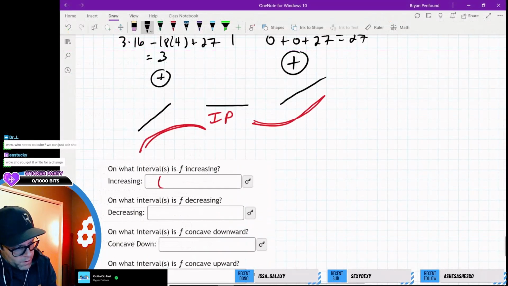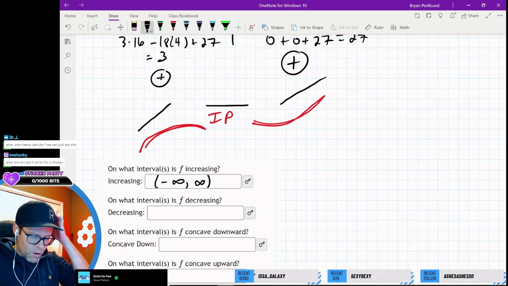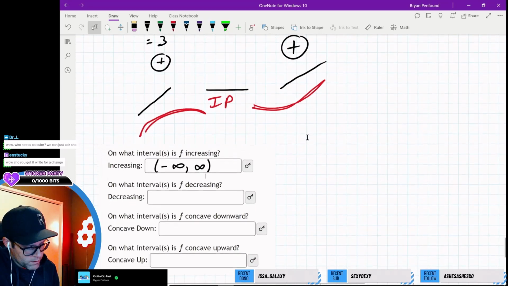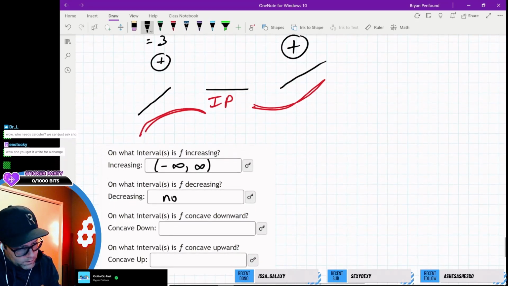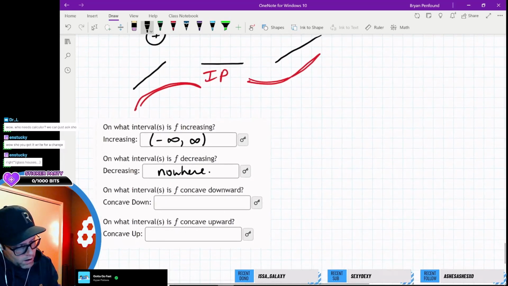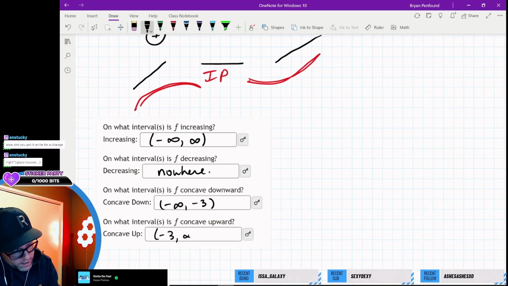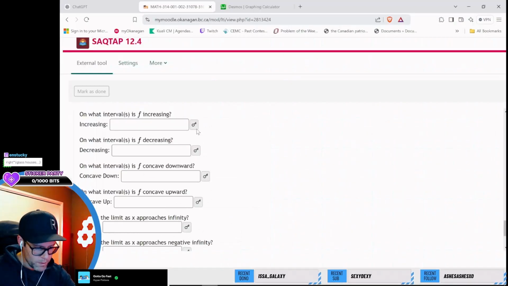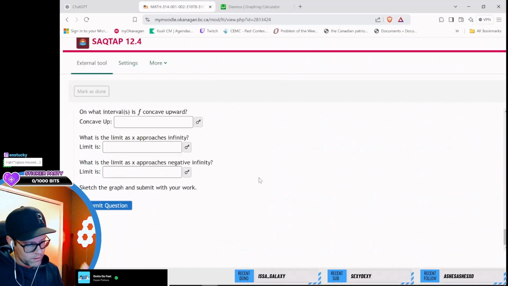We're increasing everywhere. So minus infinity up to positive infinity. And then maybe you could argue that we don't want to include negative 3, but we are nowhere decreasing. We are concave down from minus infinity up to negative 3, and then we're concave up past negative 3. And then the last thing we want to do is maybe just take a look at some limits.